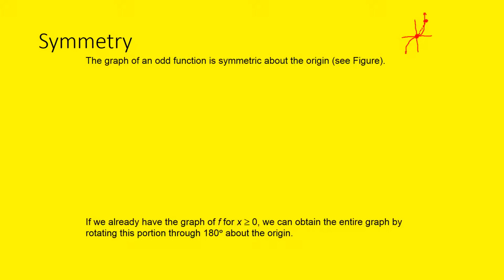Take any point on the graph, go to the origin, go the same distance in the same direction beyond it, and you end up with another point on the graph. That's true for any point on the graph. We could also think of it as if we already have the graph of f of x for x greater than or equal to 0, just to the right, we can obtain the entire graph by rotating through 180 degrees about the origin.